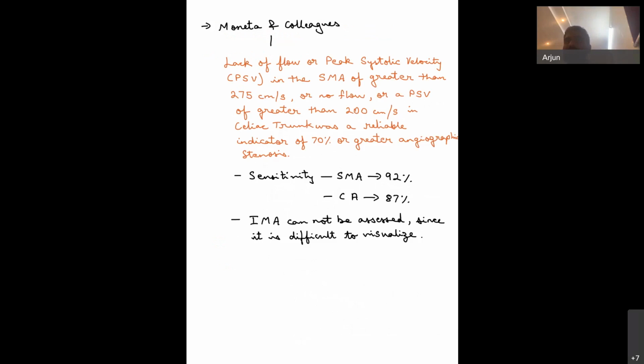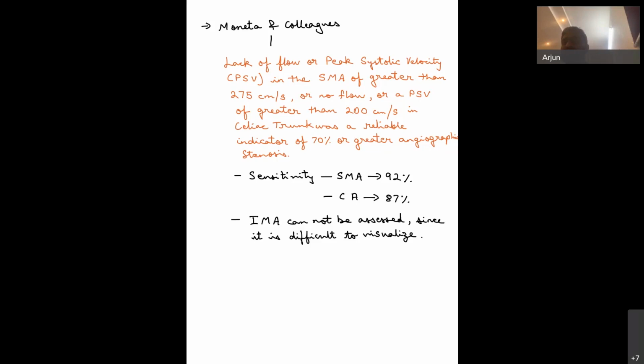One was proposed by Moneta and colleagues. It states that lack of flow or peak systolic velocity (PSV) in the SMA of greater than 275 centimeters per second, or no flow or a PSV of greater than 200 centimeters per second in the celiac trunk, was a reliable indicator of 70% or greater angiographic stenosis. According to this study, the sensitivity for SMA was 92% and for celiac artery was 87%.